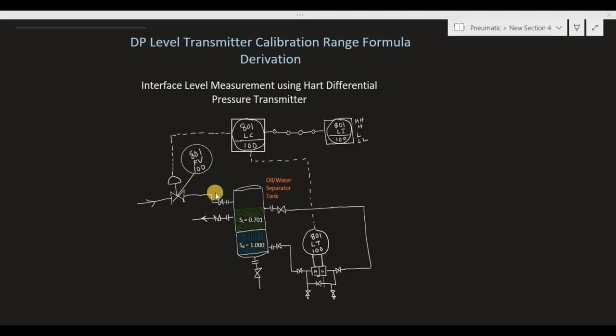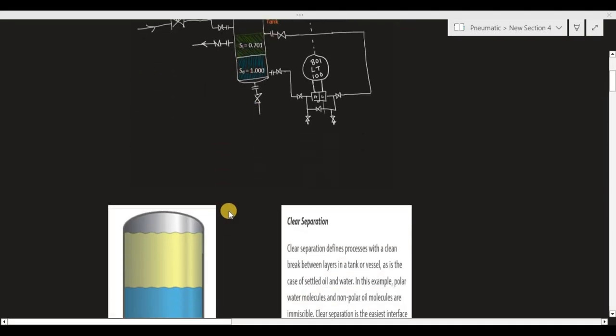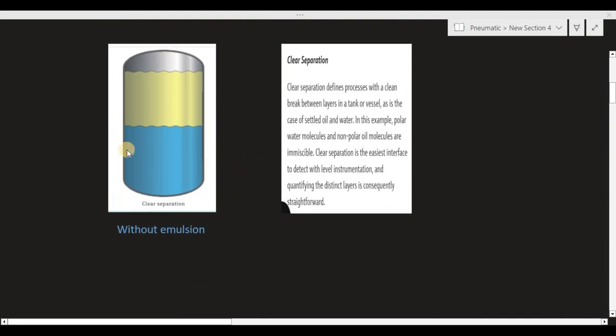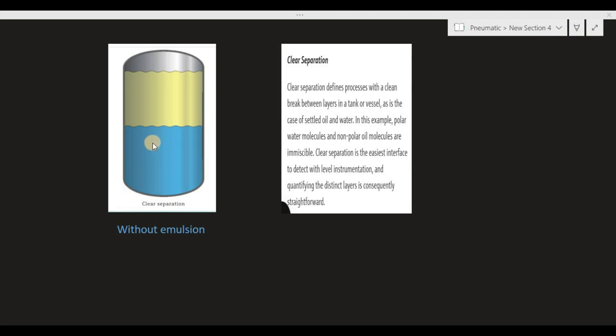So before we dive into the derivation, let me first clarify that we are assuming that the oil and water inside the tanks have a clear separation, which means there is no emulsion such as the one shown here. As we can see, the water, which settles at the bottom side of the tank, which is the denser fluid, and the oil that sits directly on top of the water, they have a clear separation. There is no emulsion between them. So this is the scenario.